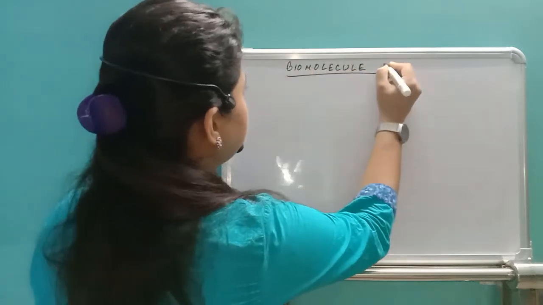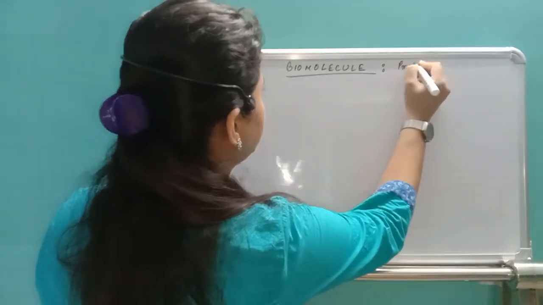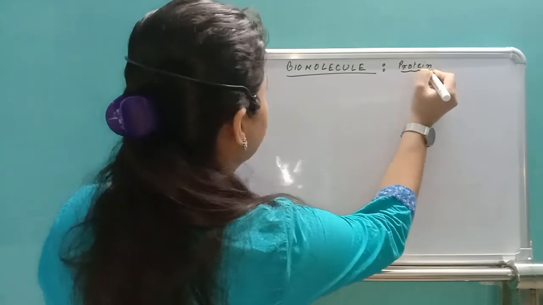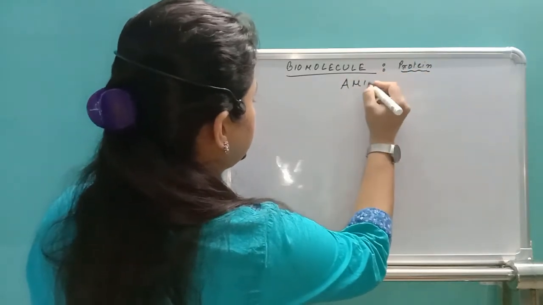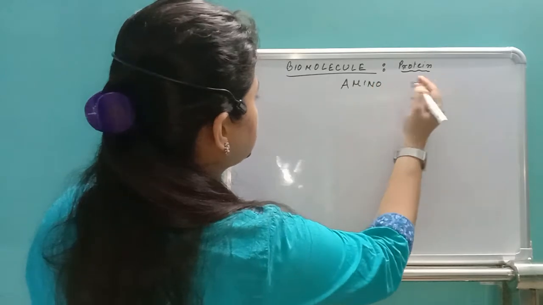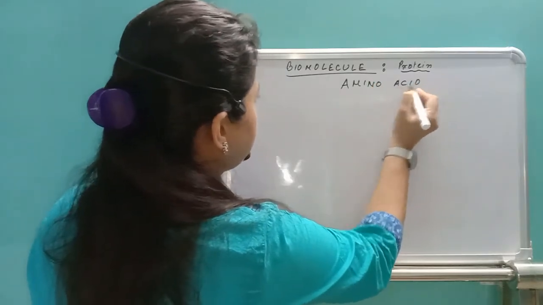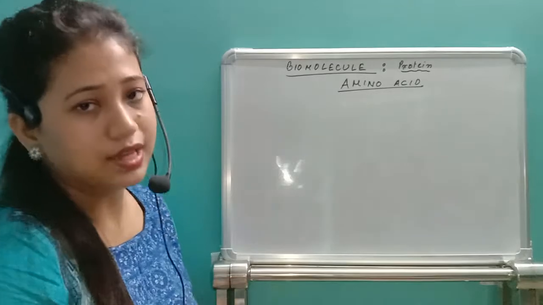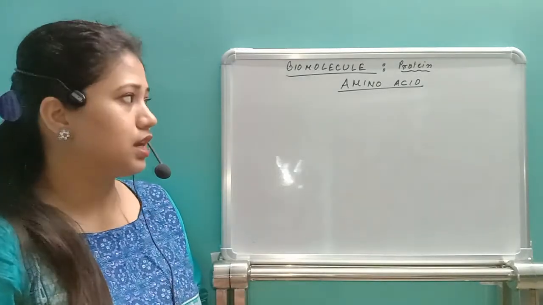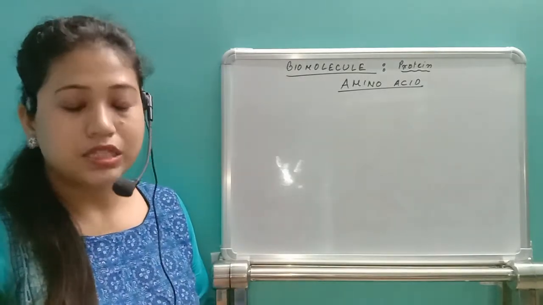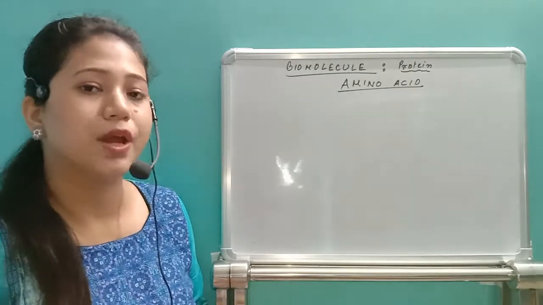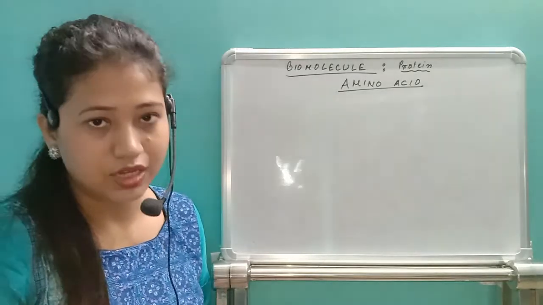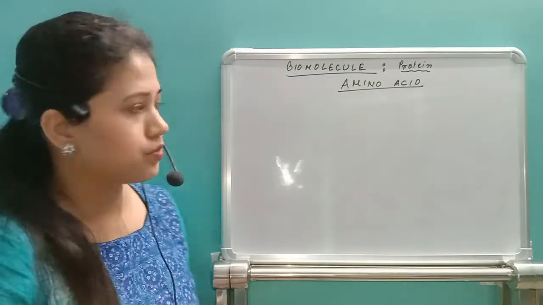In the protein, what we have is the monomer, and that monomer is amino acid. So first of all, before understanding the proteins, we have to study what an amino acid is. Some amino acids are produced in our body, we can synthesize them, while some of the amino acids we have to take from outside, from different food sources.